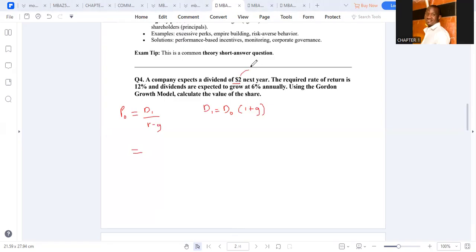So this is D1, right? What else are we given? This is growth. What else are we given? This is R.